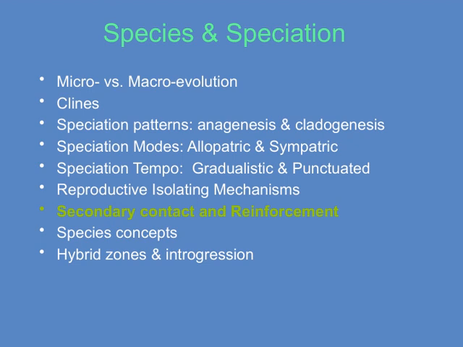Reproductive isolating mechanisms are key to maintaining species boundaries. They prevent gene flow between populations and can be prezygotic, like differences in mating behaviors, or postzygotic, such as hybrid sterility. When isolated populations come into secondary contact, reinforcement can occur, strengthening reproductive barriers to prevent maladaptive hybridization.